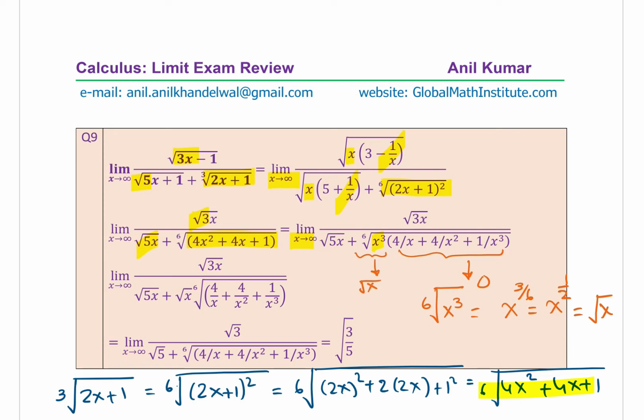Since it is the square root of x, we can take it common, right? So the square root of x terms are in 3 places, so they get cancelled. Do you see this portion? So that's what we did. After cancelling this, what remains with us is the square root of 3.